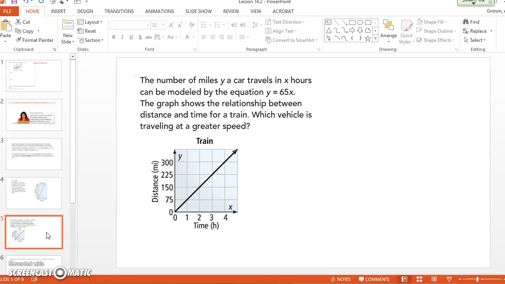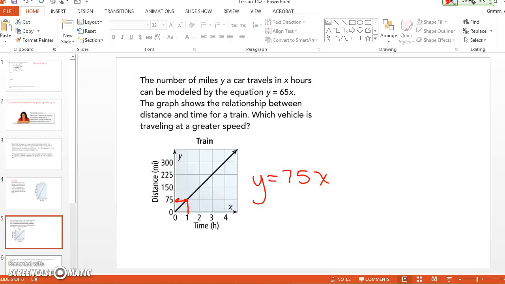Alright, can you please write an equation for this graph and be able to answer this question? So go ahead and do that one on your own. Okay, what's our equation for our graph? Yep, here it is right here. It's even over 1, so it is super easy.